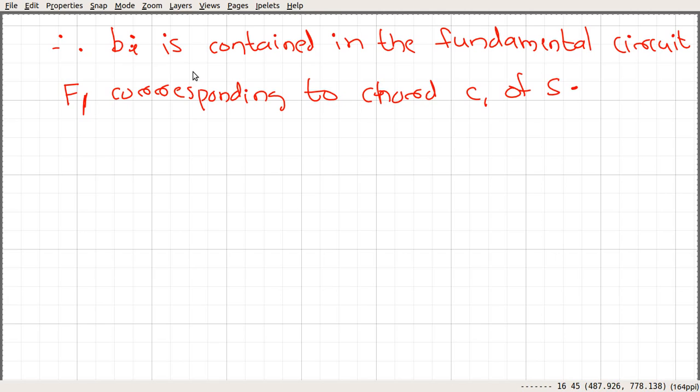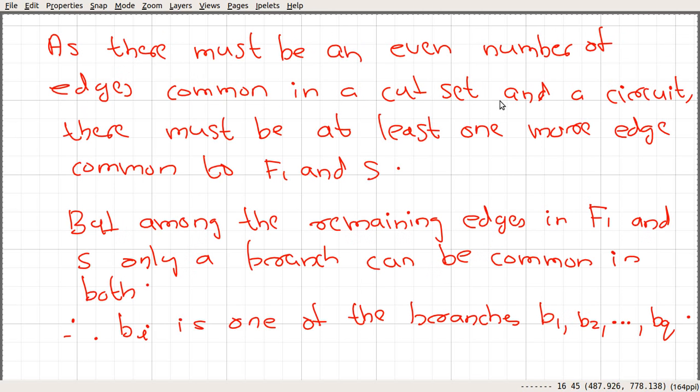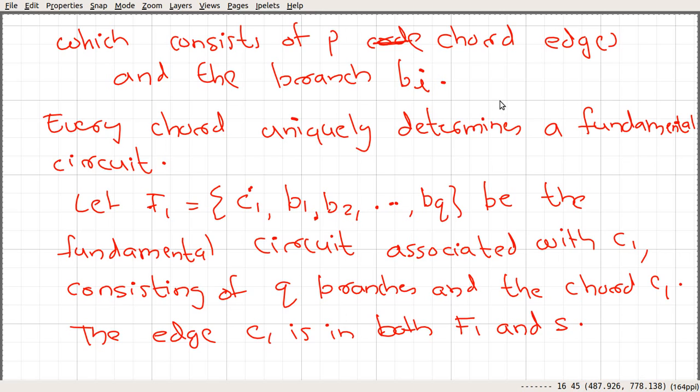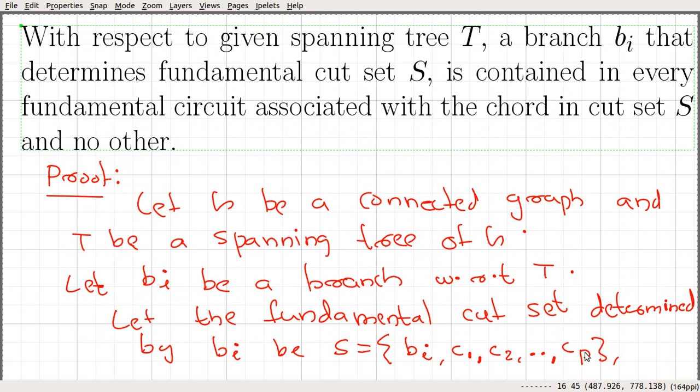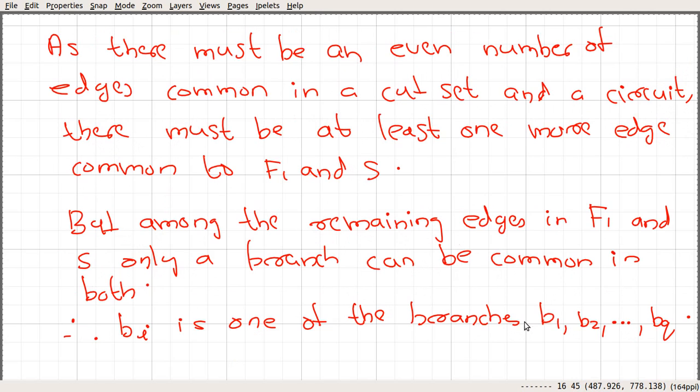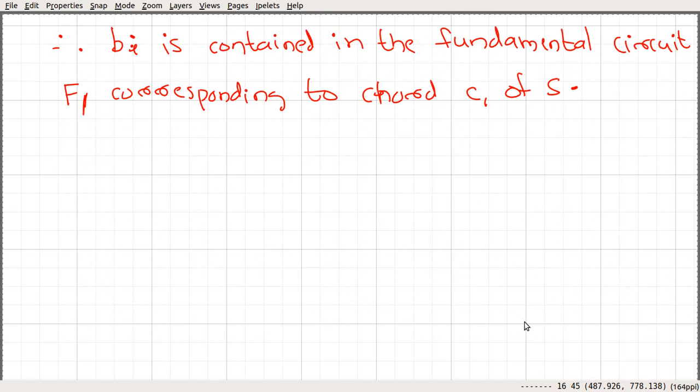Similarly, we can see that this BI is going to be contained in the fundamental circuits corresponding to chords C1, C2 up to CP. So that says BI will be common to all those fundamental circuits.